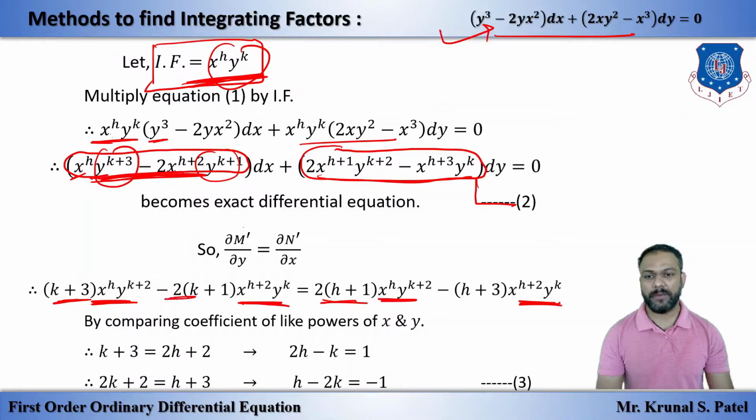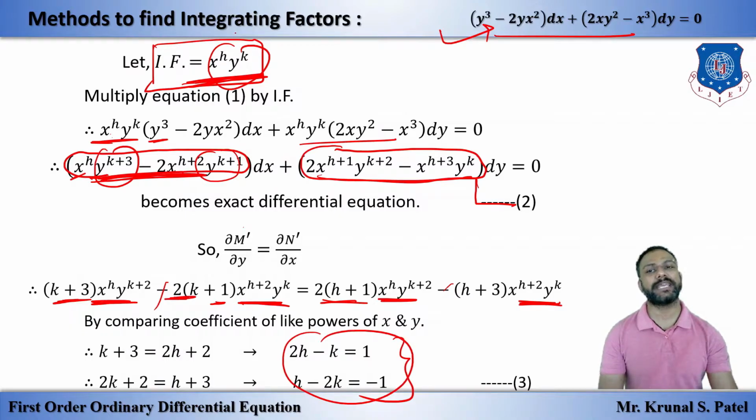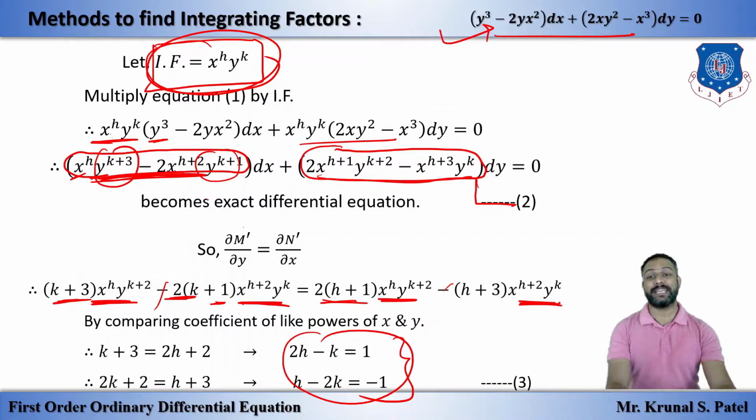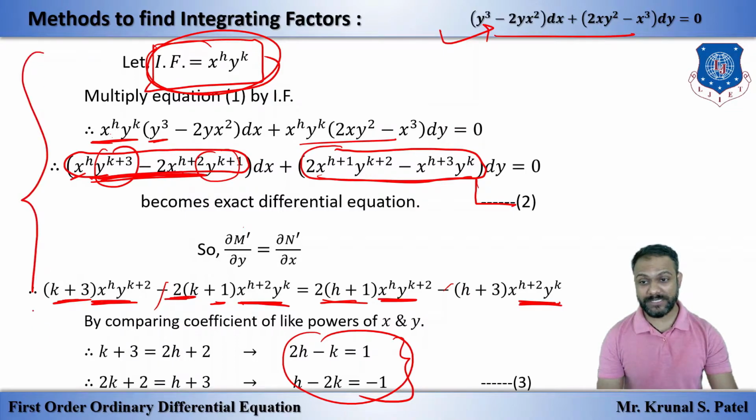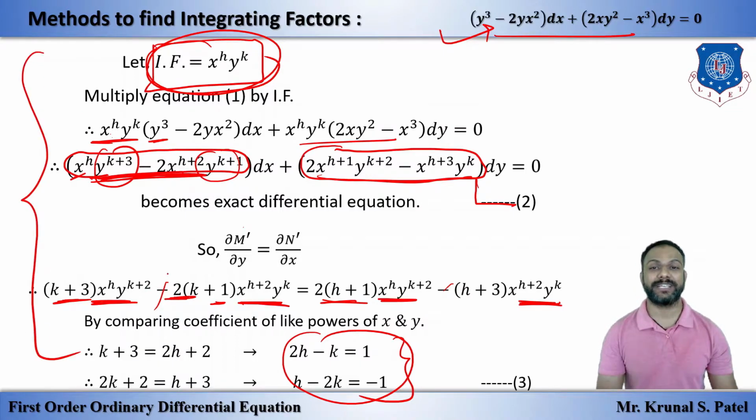In a similar way, minus 2k minus 2, the minus signs cancel out on both sides. So 2k plus 2 is equal to h plus 3. So we have h minus 2k is equal to minus 1. By solving this, we can find the values of h and k, and we will put the values of h and k here in this equation, and then we have the IF. So this is the process only to find h and k for the IF.